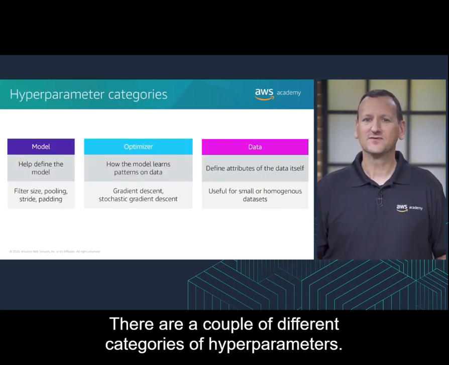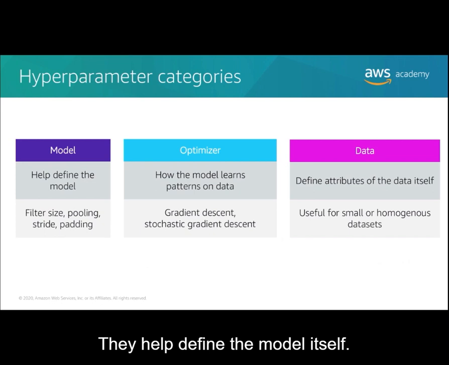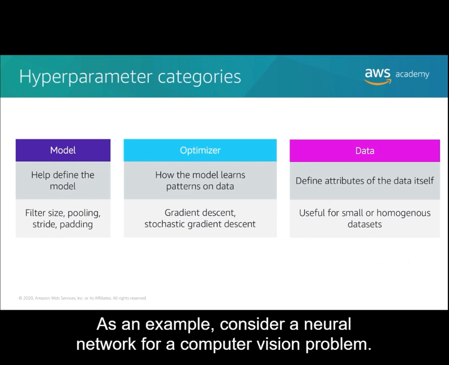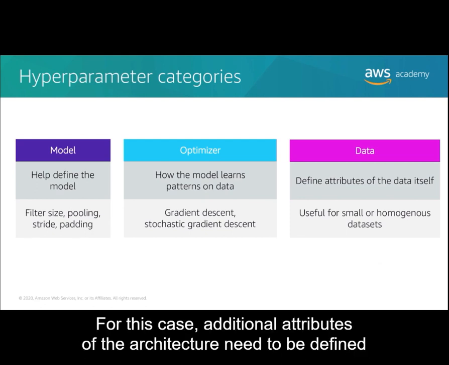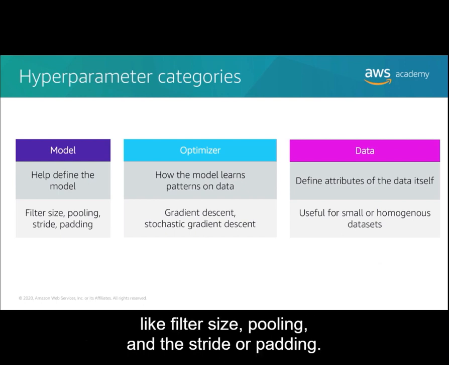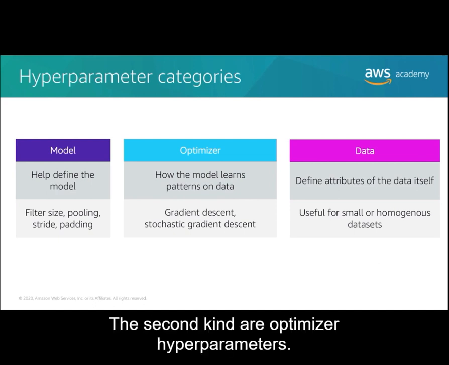There are a couple of different categories of hyperparameters. The first kind are model hyperparameters. They help define the model itself. As an example, consider a neural network for a computer vision problem. For this case, additional attributes of the architecture need to be defined, like filter size, pooling, and the stride or padding.